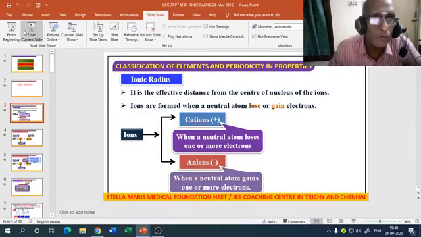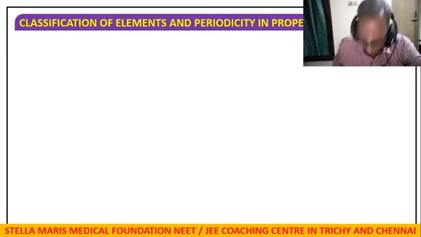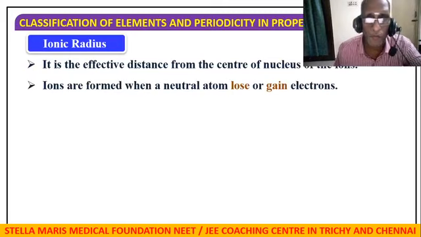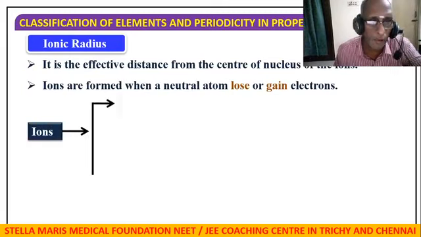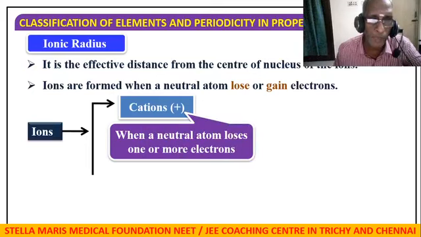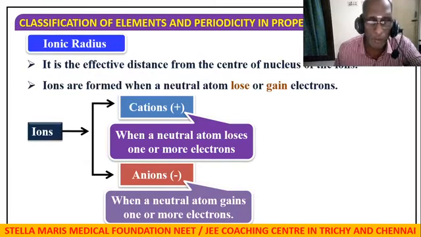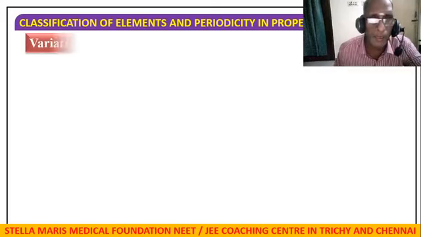So now, let us see the ionic radius definition. Ions are formed from a neutral atom by loss or gain of electrons. Ions are of two types, cations and anions, which are formed by losing one or more electrons or gaining one or more electrons by the particular metal atom.